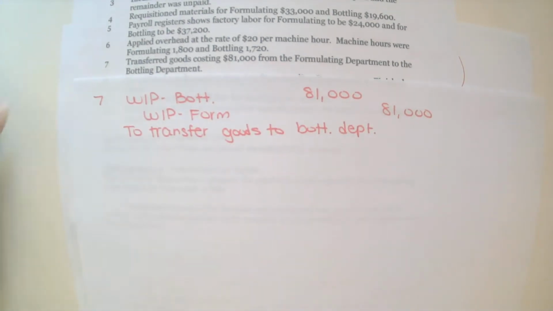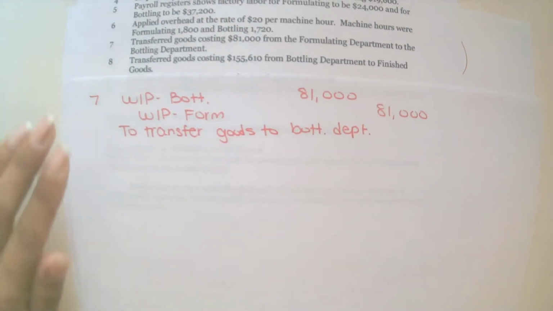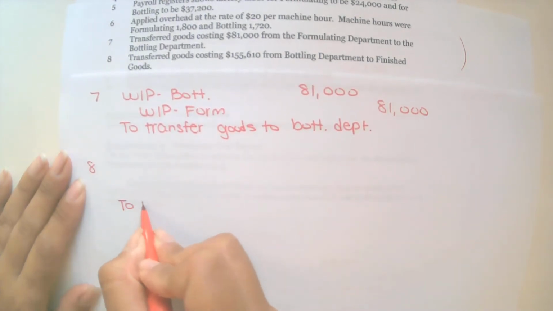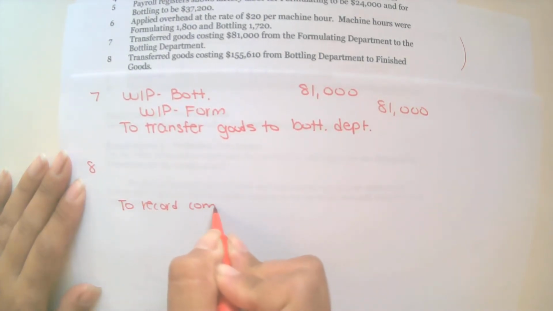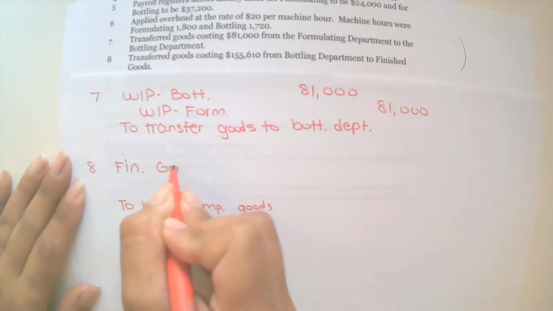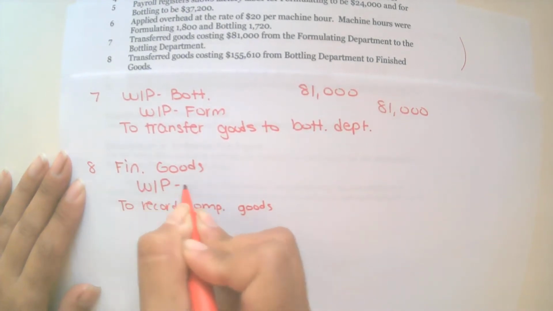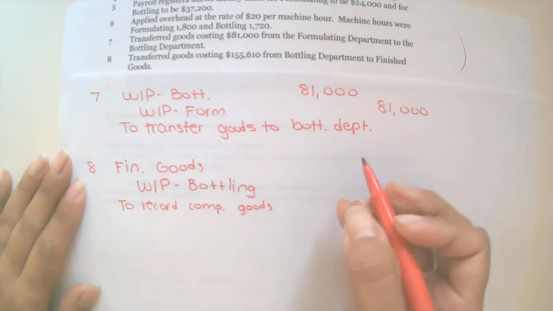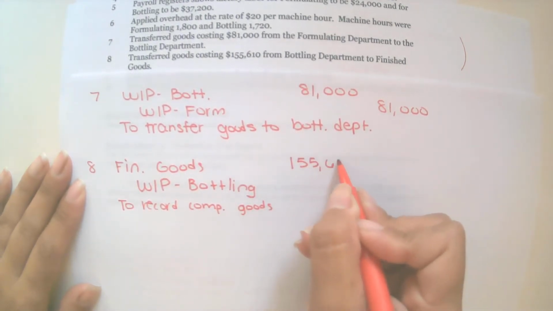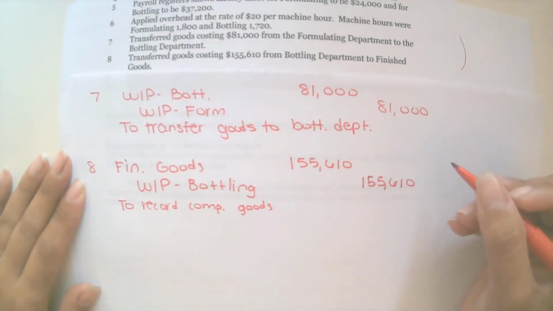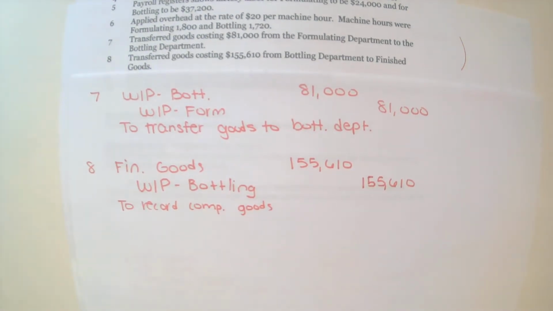Alrighty. Number 8, transferred goods costing from bottling to finished goods. Okay, so this is completion to record. Completion, we know whenever we complete our goods, we debit finished goods and they come out of WIP. Just make sure you're taking the last WIP account, which was bottling. And it's 155,610. And we'll talk about where we get these numbers, because if you remember last chapter, these figures came from the job cost sheets. Do you remember that?